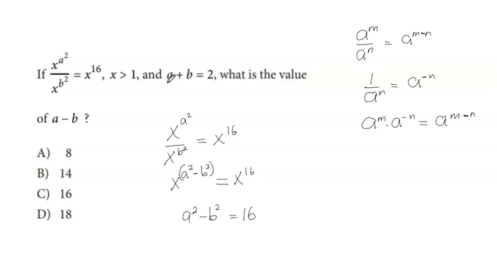Now let's employ what we have here. It says a plus b equals 2. What is the value of a minus b? Right here, this will give you a clue, right? They have a plus b, a minus b, and we know that this is what? The difference of two squared numbers or constants. So basically all we do is we write this using what we know. So this is going to be a plus b multiplied by a minus b is equal to 16.